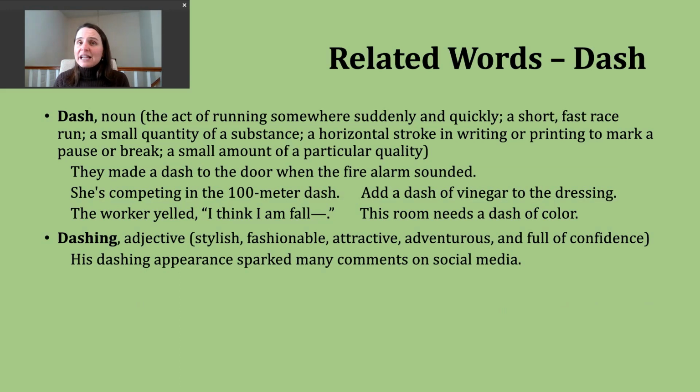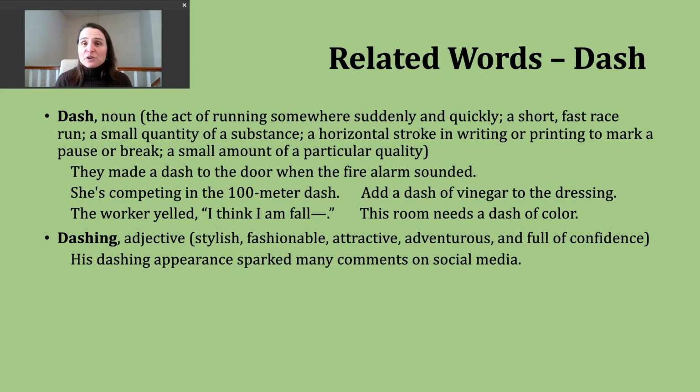Now, another related word you might encounter is the adjective dashing. So this can be used to describe something or someone that is stylish or fashionable. It might also be used to describe someone who is attractive, adventurous, or full of confidence. I think in most examples, dashing gets used to describe men versus women, but you can always use the word however you see fit. So an example of this: His dashing appearance sparked many comments on social media.